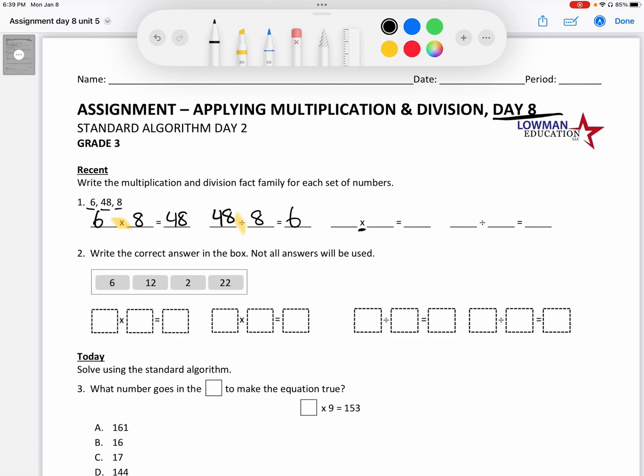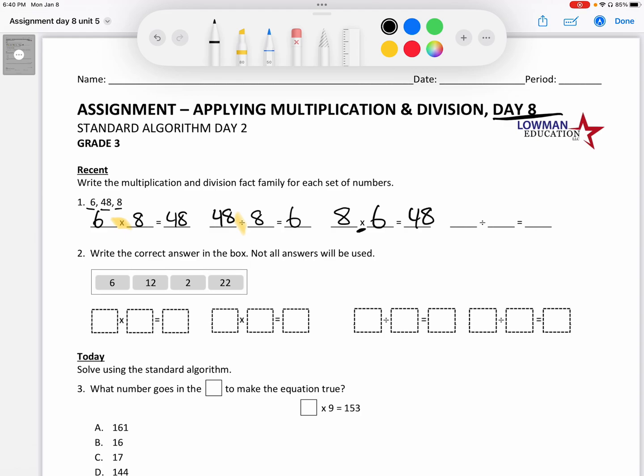Looking at the next problem, it's another multiplication problem. My first multiplication problem was 6 times 8. We know that we can switch factors on a multiplication problem, and the product is going to be the same. So I'm going to change the place of the 8 and the 6. 8 times 6 is 48.